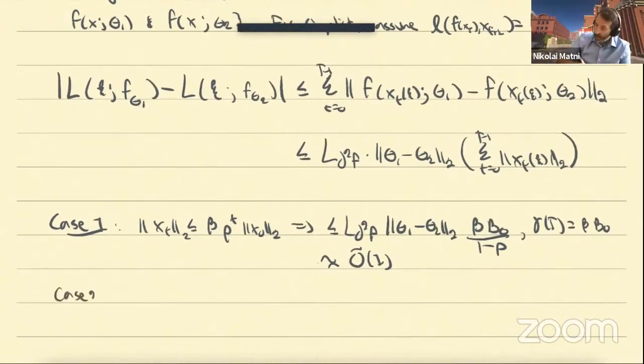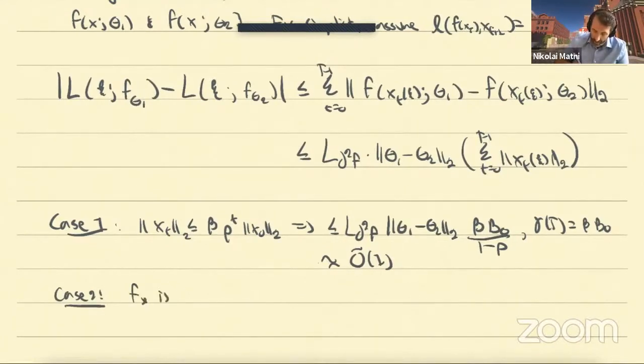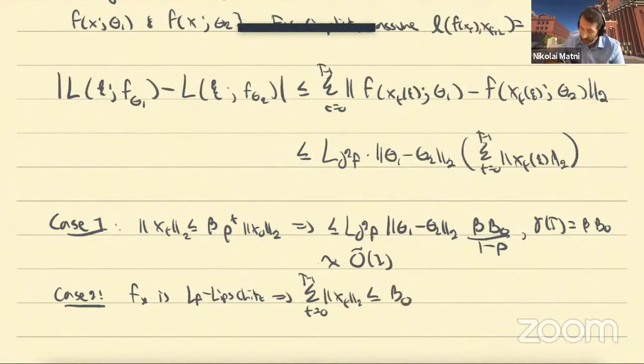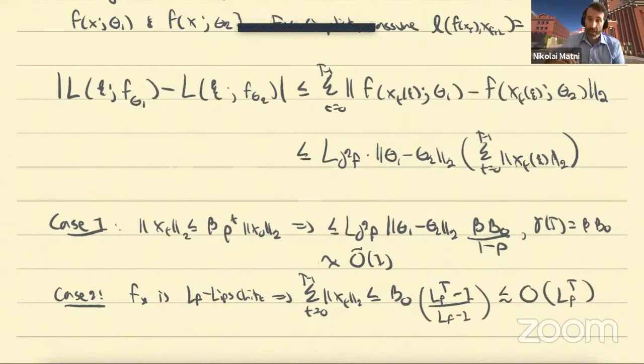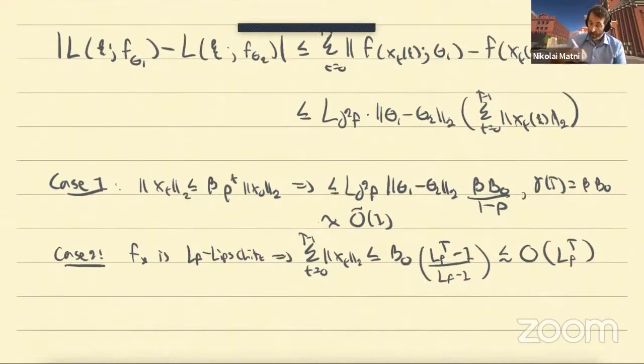Case 2, which is the ugly setting, where all I have is that f star is LF Lipschitz. This gives me that the sum over t equals 0 to t minus 1 of xt will be less than or equal to b0 times LF to the capital T minus 1 over LF minus 1. And this is something that's exponential in our time horizon, which is again consistent with what we saw for BL.